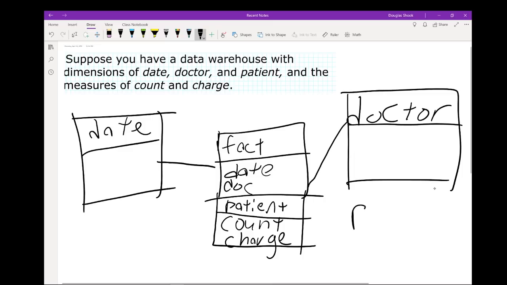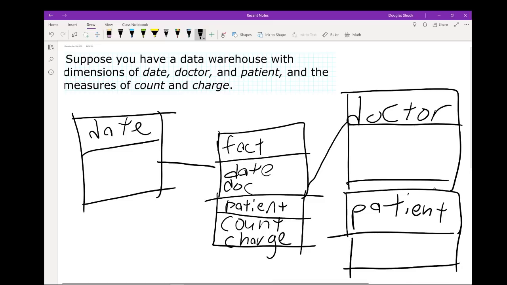And a patient dimension. I'm not going to write down attributes for these. You can probably reason about what the attributes might look like for such a set of tables. We'd have names and addresses and things like that for the people who are involved, and dates have months and years and stuff involved. But this is our star schema. This is our basic star schema that would exist.